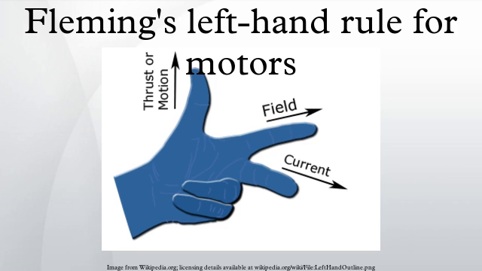Mnemonics. Several memory aids have been used in order to remember the quantity each finger represents. First variant: the thumb represents the direction of the thrust on the conductor, or motion of the conductor, the forefinger represents the direction of the magnetic field, the center finger represents the direction of the current. Second variant: the thumb represents the direction of motion resulting from the force on the conductor, the first finger represents the direction of the magnetic field, the second finger represents the direction of the current.